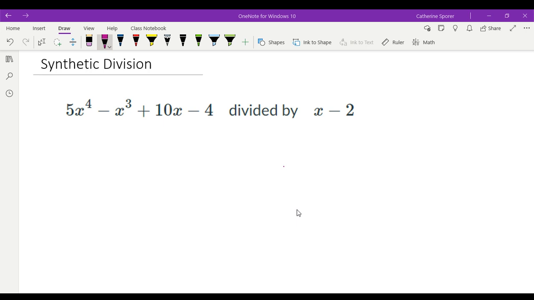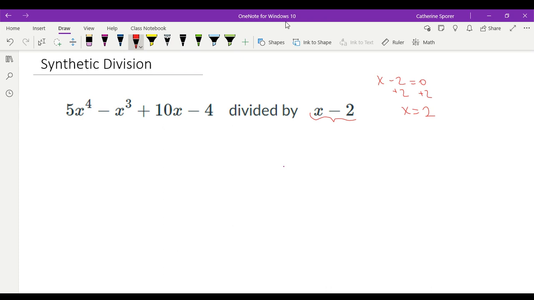So synthetic division is a method that we can use to divide polynomials when we're dividing by a linear term. So for example, dividing 5x to the fourth minus x to the third plus 10x minus 4 divided by x minus 2. X minus 2 is a linear term, so that means that the highest power of x in the term is 1. So what we're going to do is solve by setting that linear term equal to 0. And in this case, we get x equals 2.